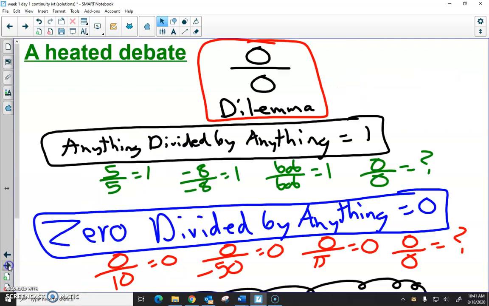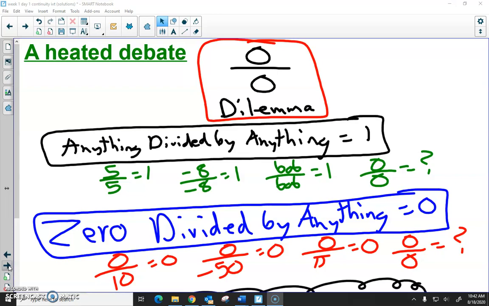So this leads us to this dilemma of, well, what happens if we have a 0 over 0? I think we're all pretty confident in saying that if we have anything divided by itself, that equals 1. So examples: 5 over 5, that's 1. Negative 8 over negative 8, 1. Bob over Bob, 1. But what about 0 over 0? That is not equal to 1.